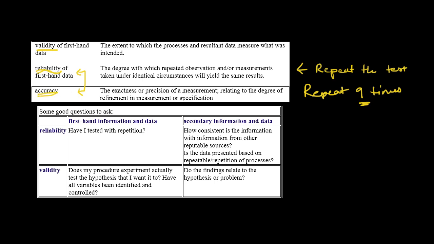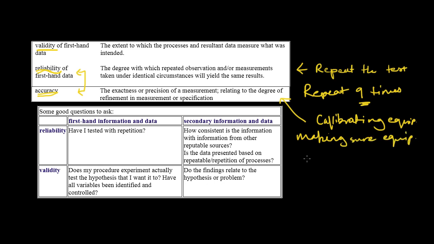Now, accuracy a lot of people also find difficult, but I'll tell you, it's simply not. You just need to get it out of your head. It's basically the exactness or precision of a measurement relating to the degree of refinement in measurement or specification. So I'm going to simplify this for you. What it means is calibrating equipment, writing this out, and also making sure equipment has the correct measurements.